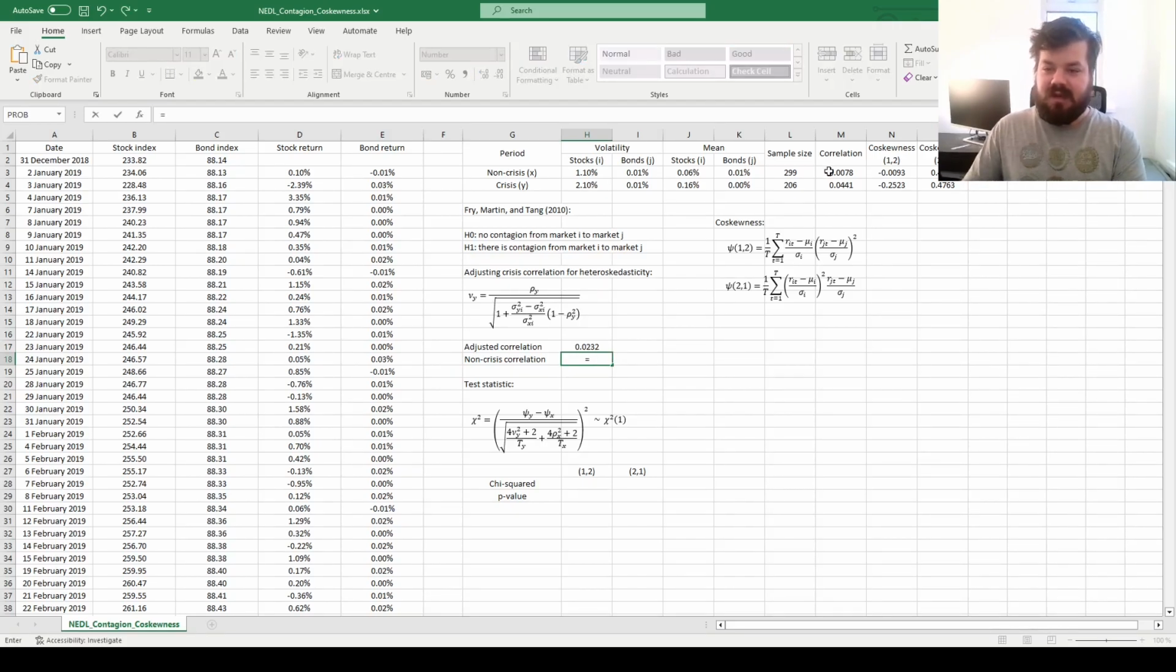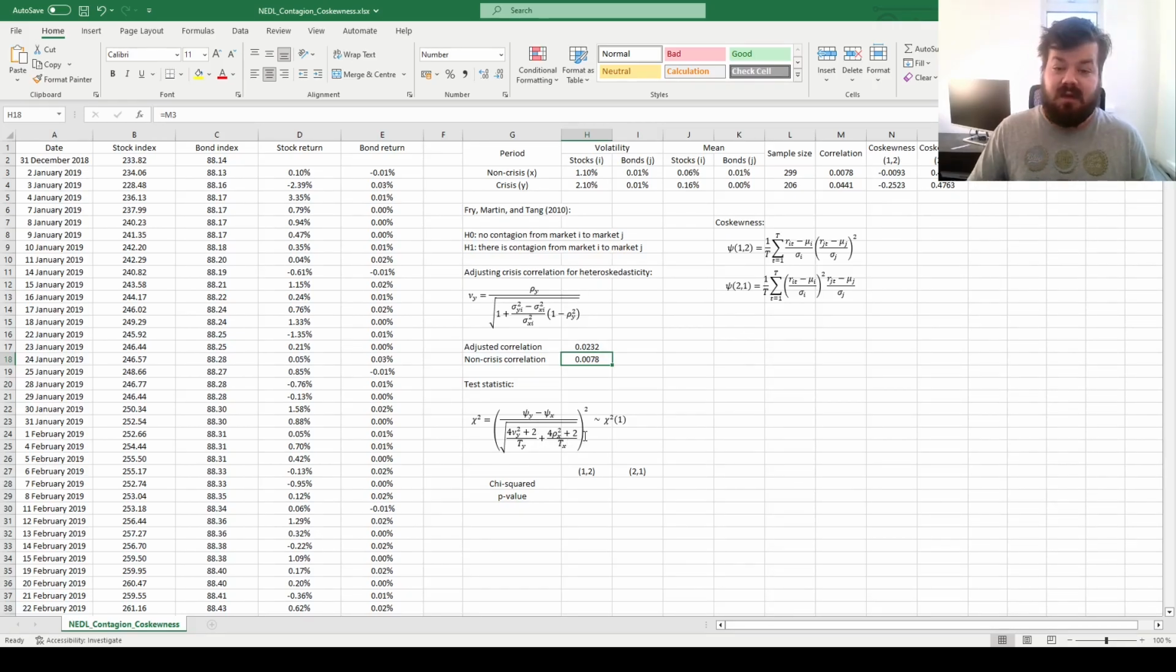And then we also need the non-crisis correlation, which does not need to be adjusted, and that is just 0.0078. And these correlations go into the calculation of our final test statistic. This is quite a bit different from the Fisher transformation statistic that we used in the Forbes and Rigobon test. It is a chi-squared statistic that is basically a one-tailed statistic, as this is a squared result when we compare it to zero. So we basically don't measure explicitly whether coskewness went up or down, we measure whether it changed significantly. And this is the form that is explicitly proposed by Fry, Martin, and Tang, and we'll stick with it.